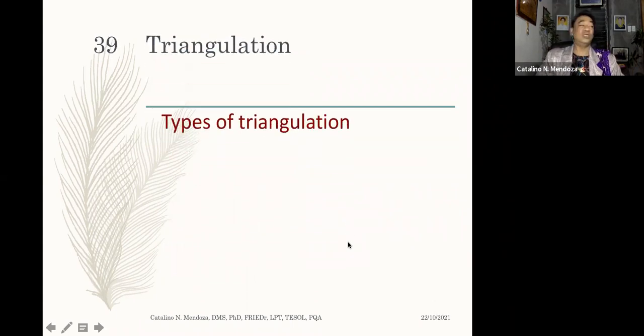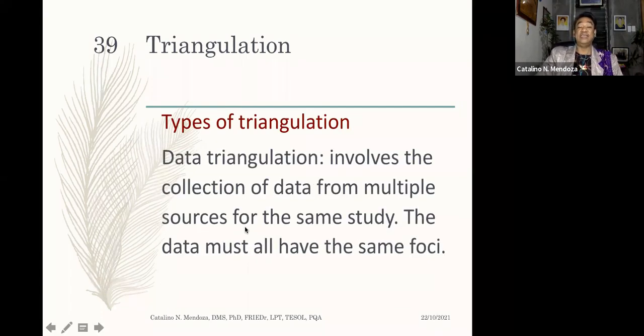So we have the different types of triangulations. The first one is data triangulation. It involves the collection of data from multiple sources for the same study. The data must all have the same foci or the focus. So let's say, for example, using the quantitative and qualitative. But how about qualitative, wherein the focus of attention is that mixed method in qualitative design? So meaning that we will be applying two different qualitative methods.